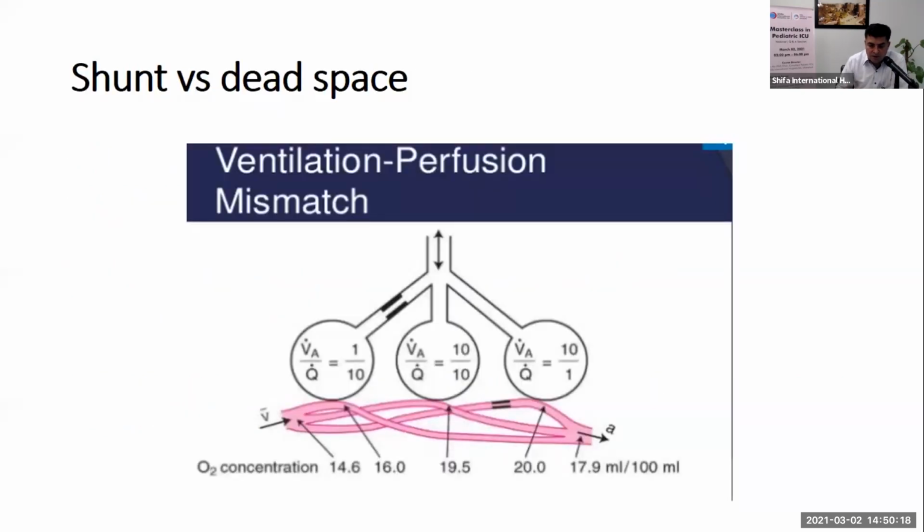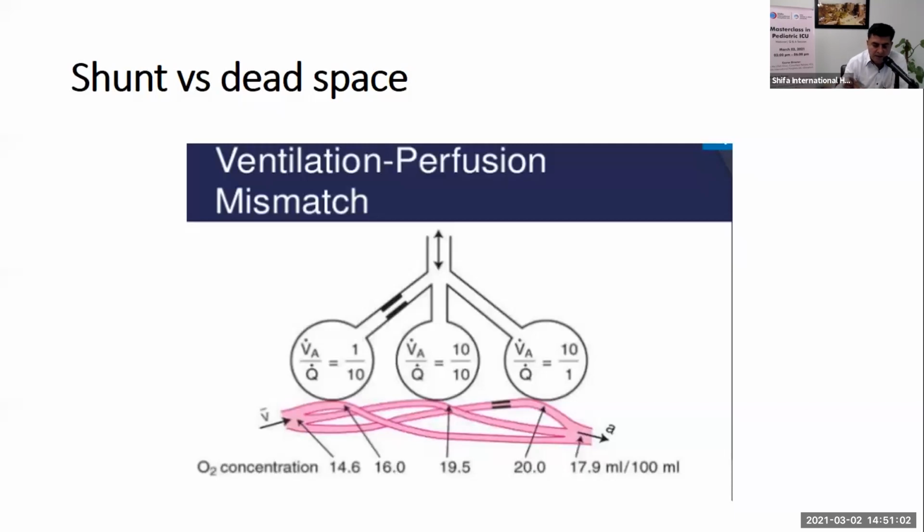The other important concept is shunt versus dead space, or you can call it the ventilation perfusion mismatch. There are three alveoli drawn here. In the first one, there is blockage in the alveolus. That means the ventilation is affected. It happens normally in pneumonia or ARDS, where the perfusion to the alveolus is normal, but the oxygenation is affected. So we call the VQ mismatch nearly zero. They've labeled it here as 1/10 because maybe there is some ventilation, but you can call it nearly zero.